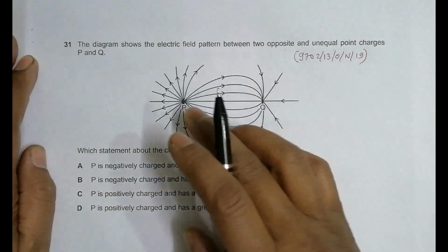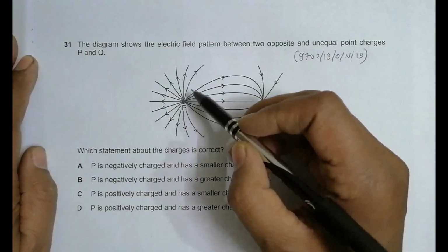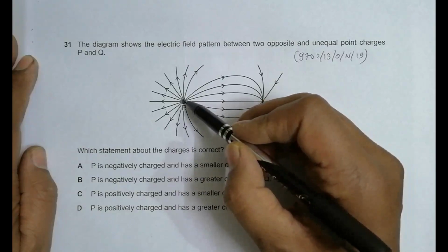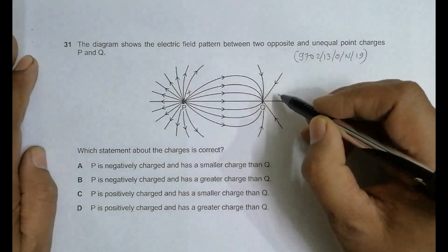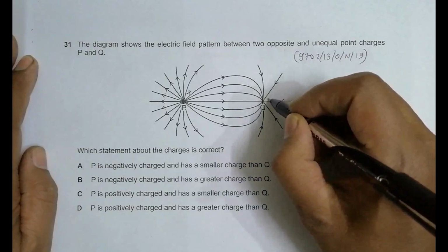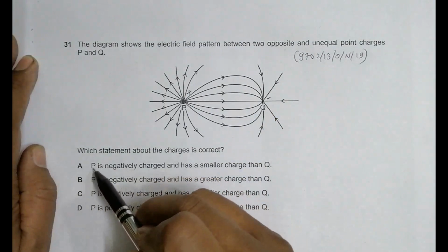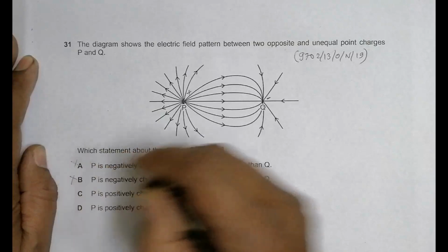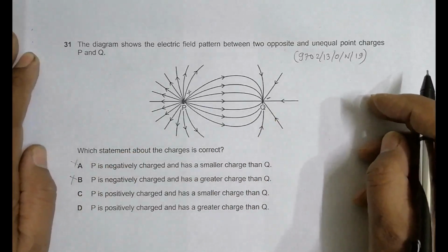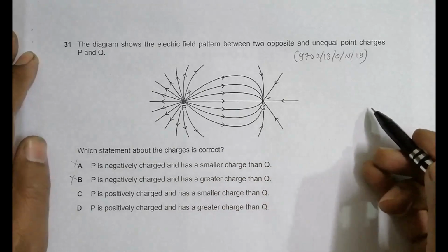So nothing is given here, we just have to observe the diagram and go for the answers. As you can see in the diagram, the field lines are emerging from P. So that means this should be a positively charged body. And the field lines are entering Q, so it should be a negatively charged body. If we go through the choices, it says P is negatively charged, so it disqualifies. It says P is negatively charged, so it also disqualifies. So in the very beginning, we have disqualified two choices. Now C says P is positively charged, it's okay, and D says P is positively charged, it also qualifies.